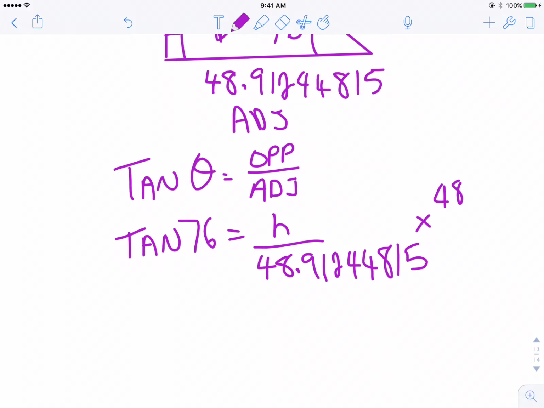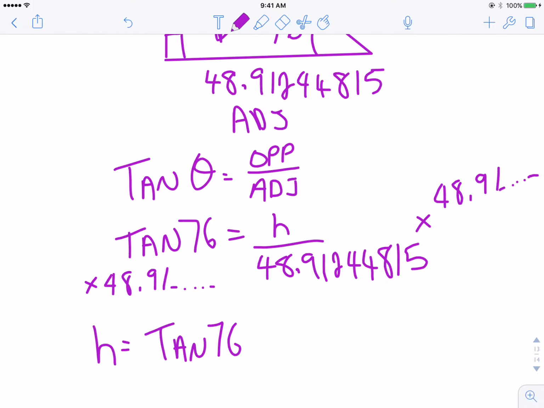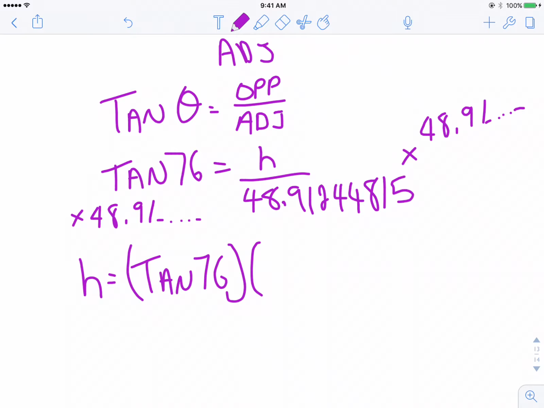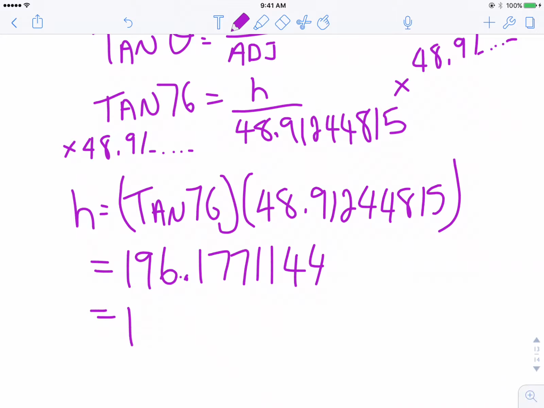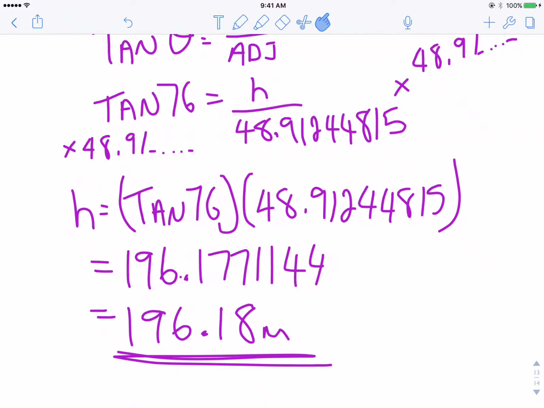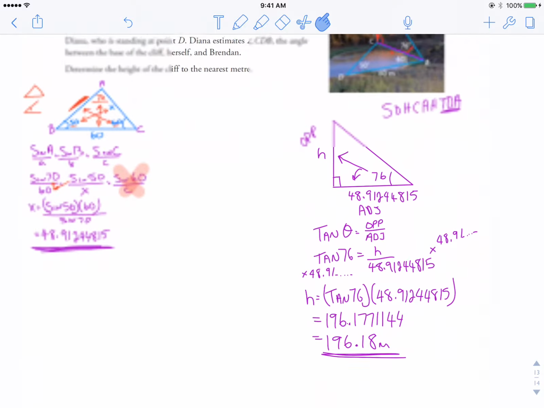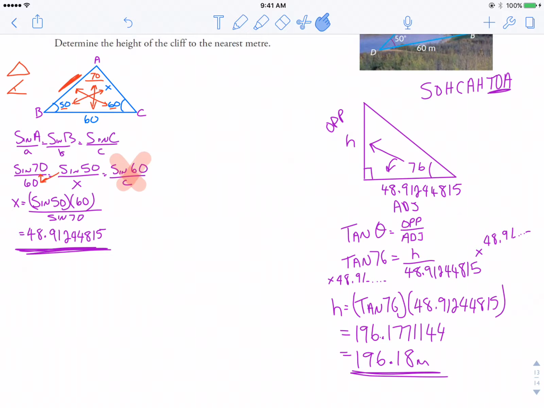Multiplied by 48.91 something, h is equal to tangent 76 times 48.9124815, which gives me a value of 196.1771144. To 2 decimal places, 196.18 meters. And then we've solved that. A 2-step question using some of the tools that we've learned in Chapter 3.